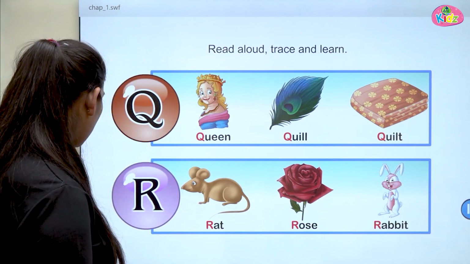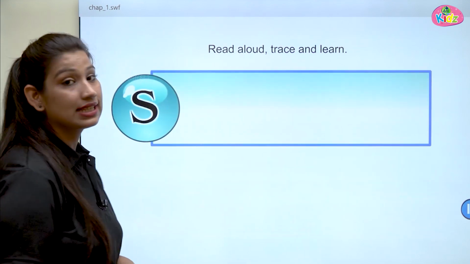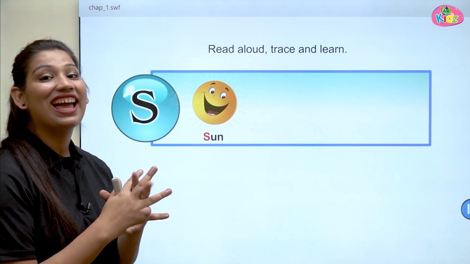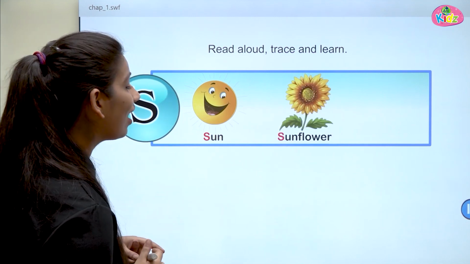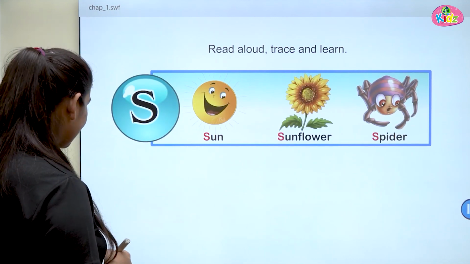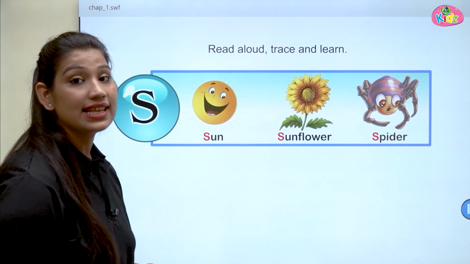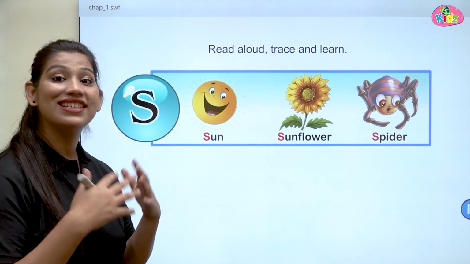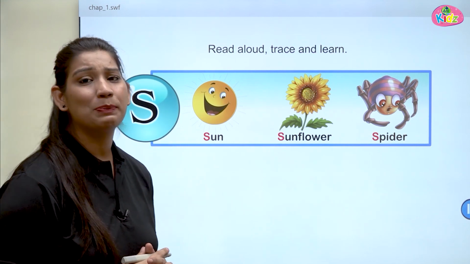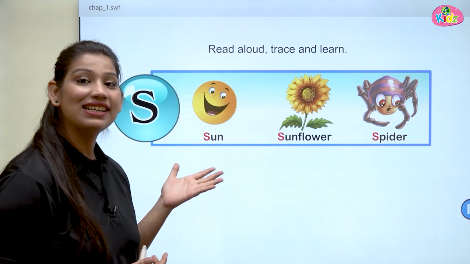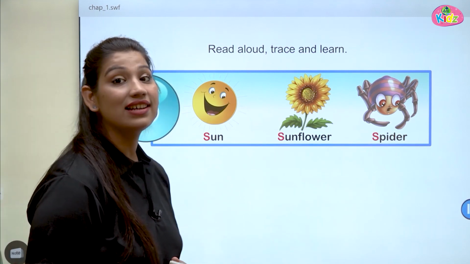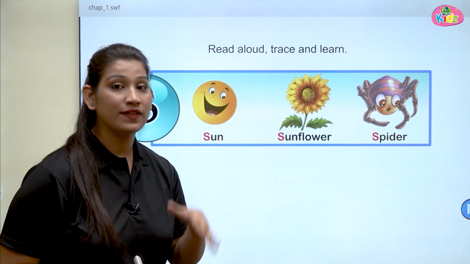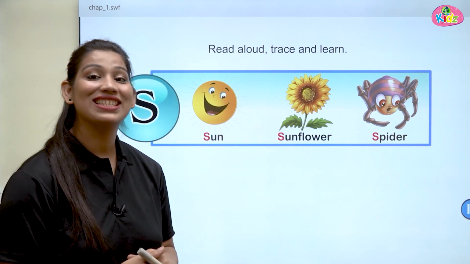You know what comes after letter R? There is letter S. S, sun. S, sunflower. S, spider. S says sir. S, sun, which shines brightly. S, sunflower. It is in the shape of sun. That's why we call it sunflower.